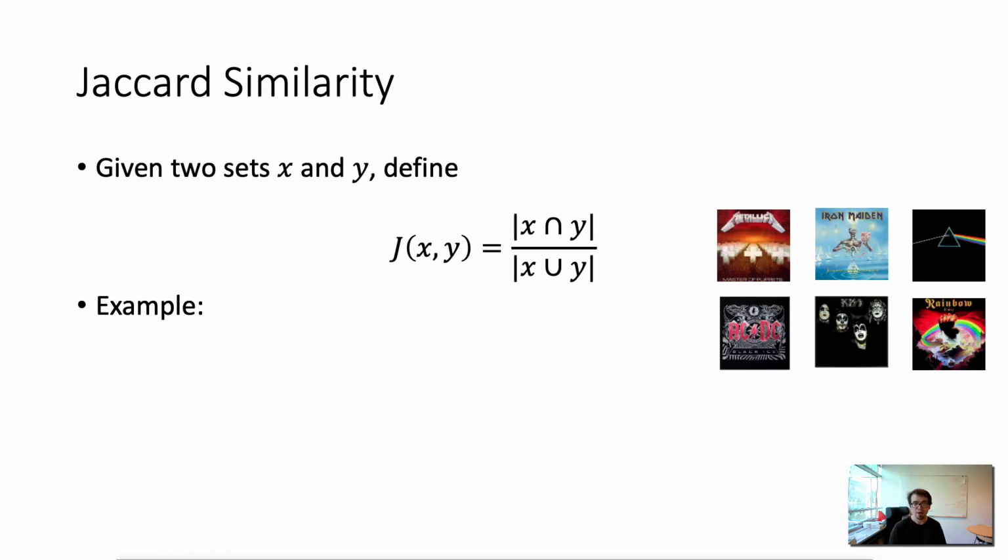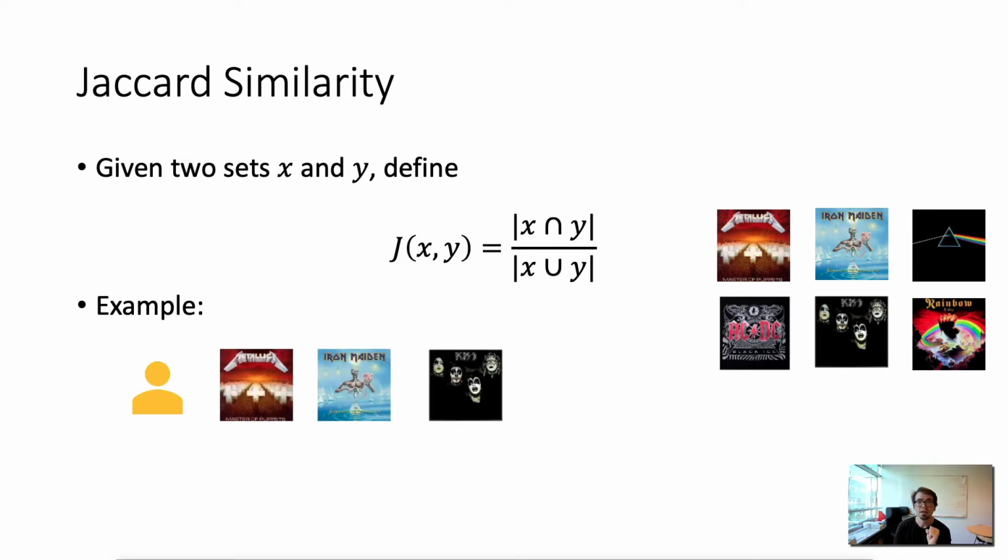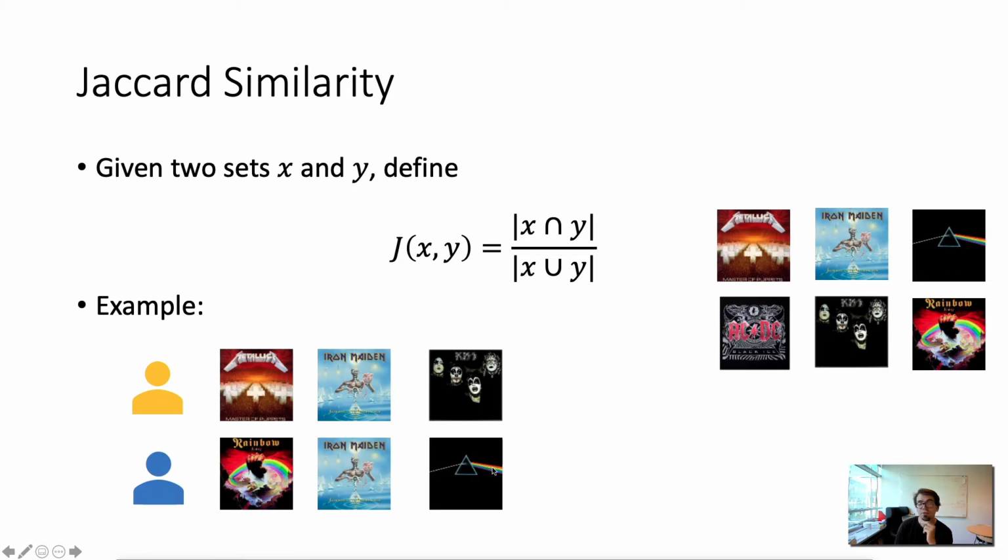How do we find similar users? Our notion of similarity here is called Jaccard similarity. If we have two user sets x and y, we define their Jaccard similarity in the standard way as the size of the intersection over the size of the union of these two sets. So for example, when we have the yellow user with these 3 albums and the blue user with these 3 albums, the Jaccard similarity between these two sets is 1, the size of the intersection, over 5, the size of the union. So it's 1 over 5, 20%.